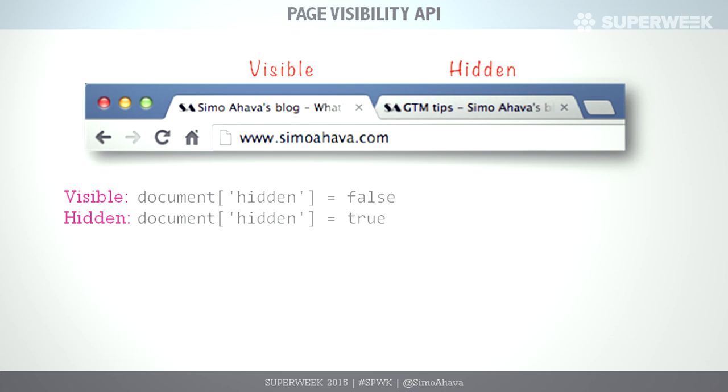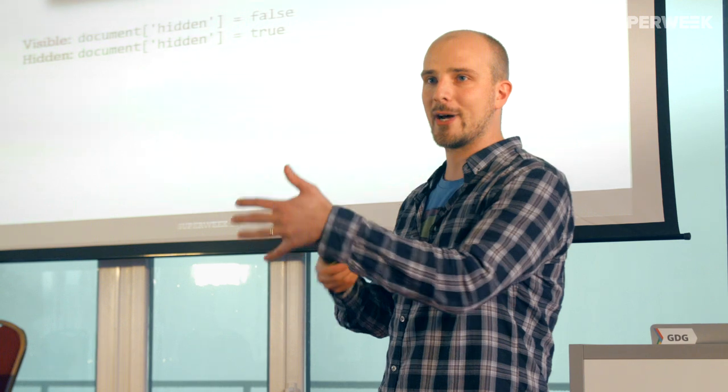It's a property of the document object. So the document object actually has a property called hidden that you can query. It returns a Boolean value. You can try it on your JavaScript console if you want to, but you can't try it if the page is hidden, because you can't access the console.